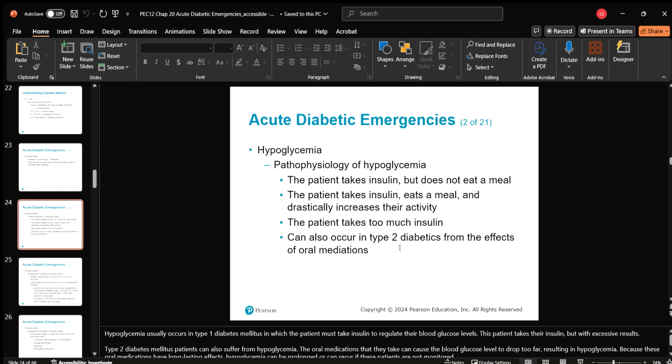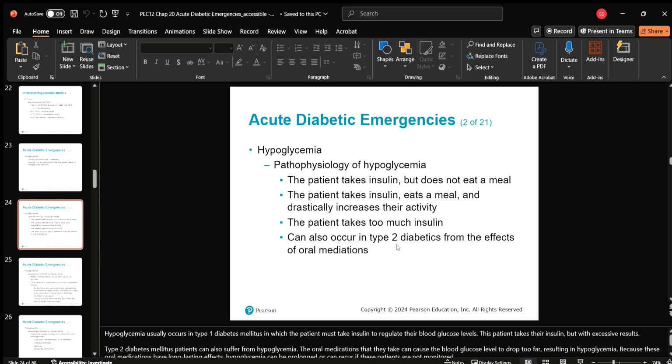All right, so we're still talking about hypo, because DKA is hyperglycemia, okay, but we're talking about hypoglycemia. And I'm going to talk about HH&S a little bit later. So, hypoglycemia. So the patient takes insulin but doesn't eat a meal. Like I just said in that example, the little old lady that goes to the clinic. Patient that takes insulin eats a meal but drastically increases the activity. Why would that affect it? Because what does the glucose do? It provides what? Energy. And they increase their activity. It's going to affect their bodies. The patient takes too much insulin.